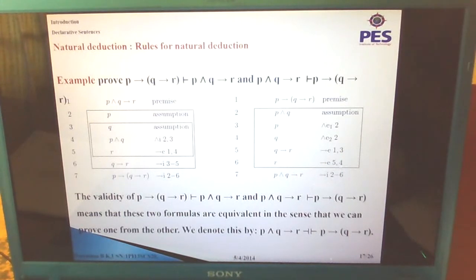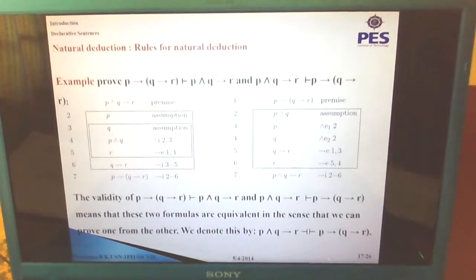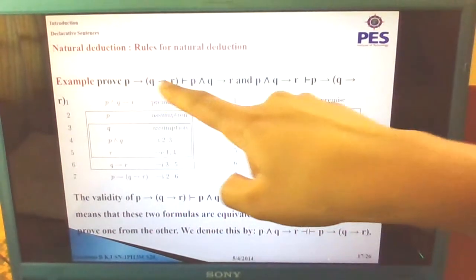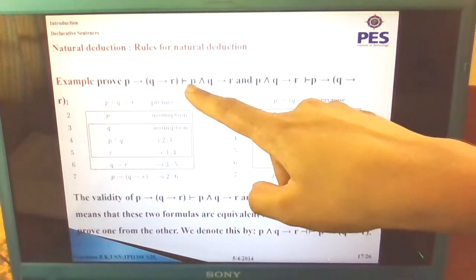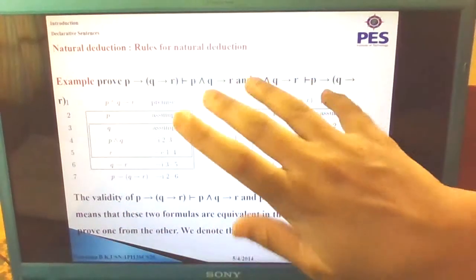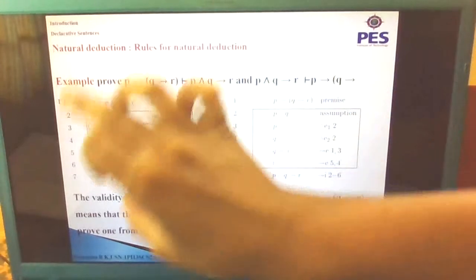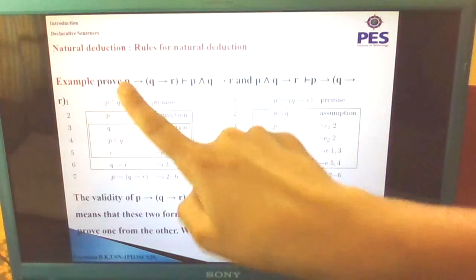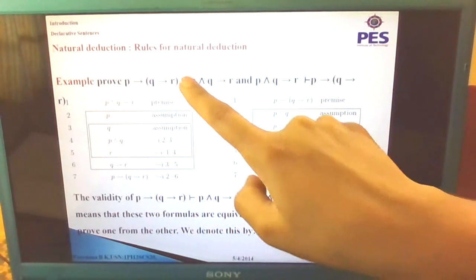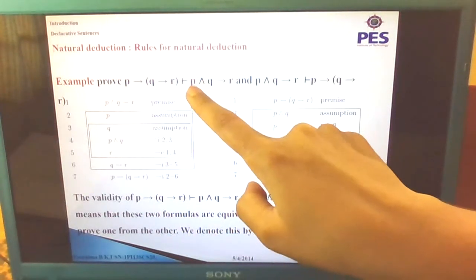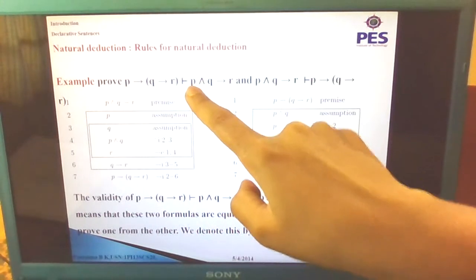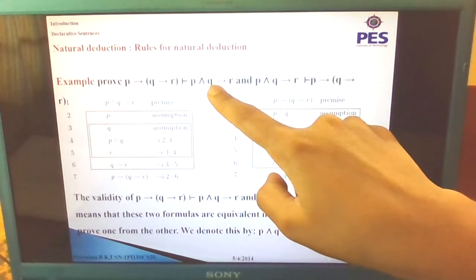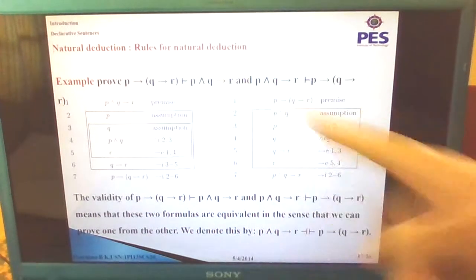To prove some expressions like P implies Q implies R with a sequence, this is one theorem, and this is also one theorem. By applying some previously discussed rules, we conclude that P implies Q implies R is going to prove that P conjunction with Q implies R, and this is vice versa.